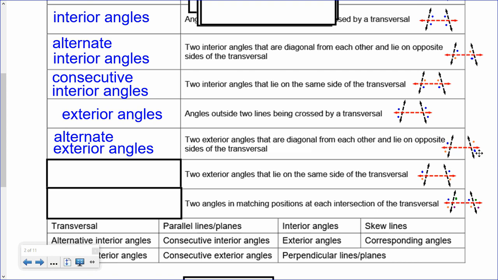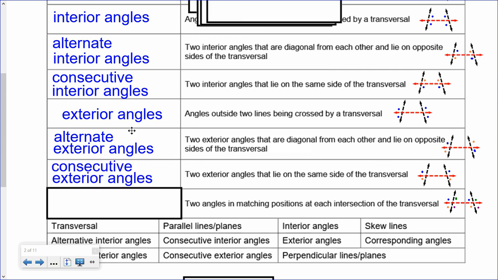So they have to be outside, but they're also diagonal from each other. So one's on top, one's on bottom, but they're both outside because they're exterior angles. Same thing over here, one's on top, one's on bottom. They're diagonal.